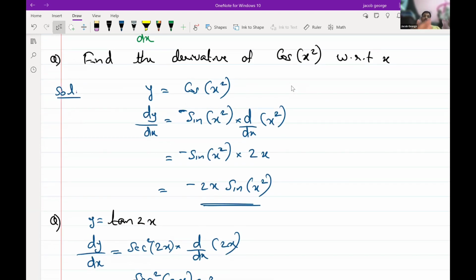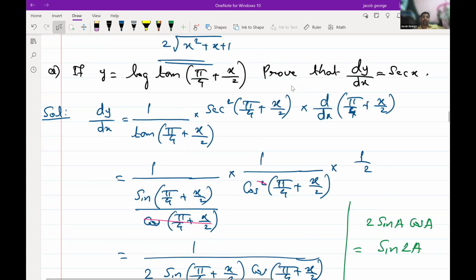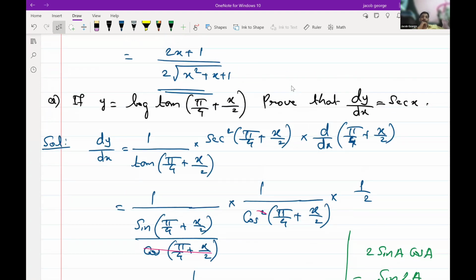Chain rule means if there is a function inside a function. For example, cos, and inside there is x squared. We take the derivative of cos, it is minus sin, then multiply this with the derivative of x squared. In integration, we divide by the derivative of the linear function, but here we have to multiply. And this is an important question of chain rule.